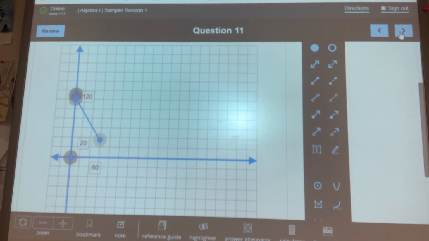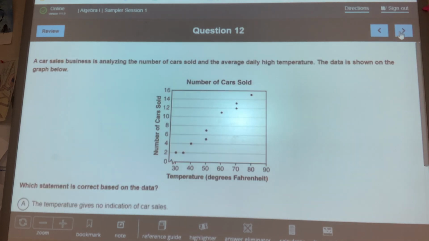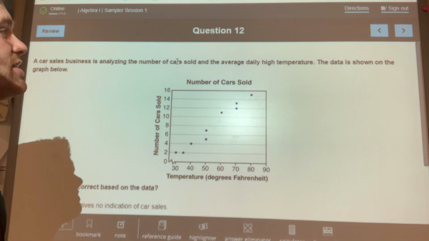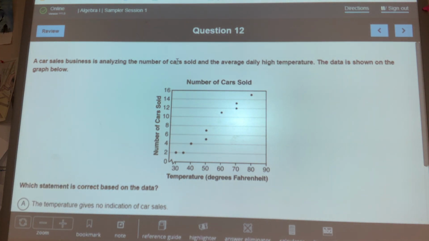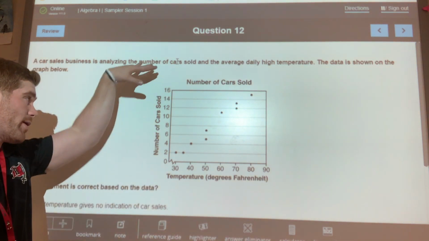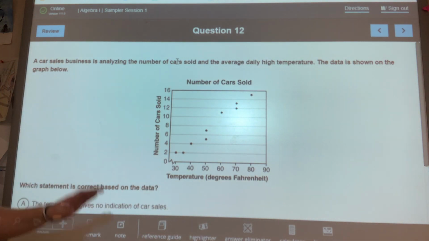Okay, on to the next one. Question number 12. It says a car sales business is analyzing the number of cars sold and the average daily high temperature. The data is shown on the graph below. Okay, so right here we have a bunch of temperatures. And right here we have a bunch of cars and their sales.